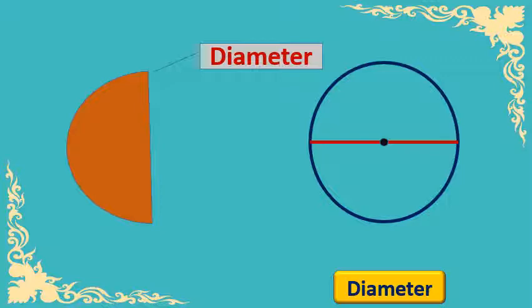Okay, again we can say here the longest chord we can call a diameter. One more name for the diameter is the longest chord of that circle. Okay. Now we will see here.